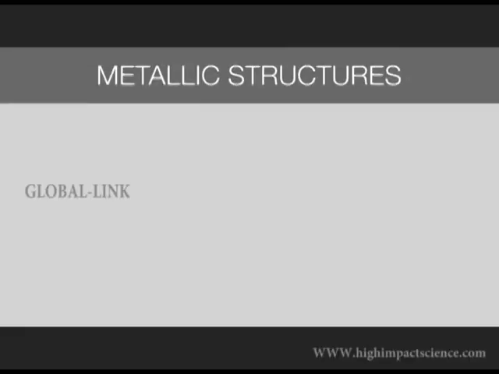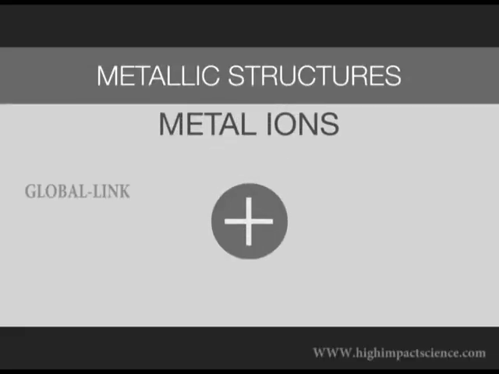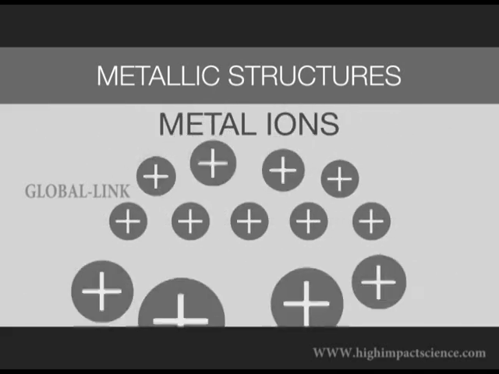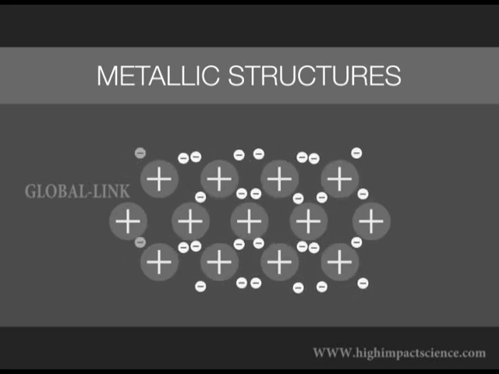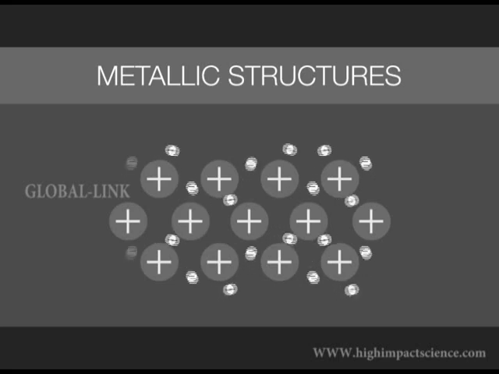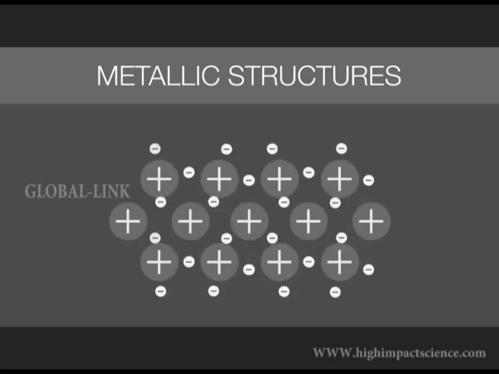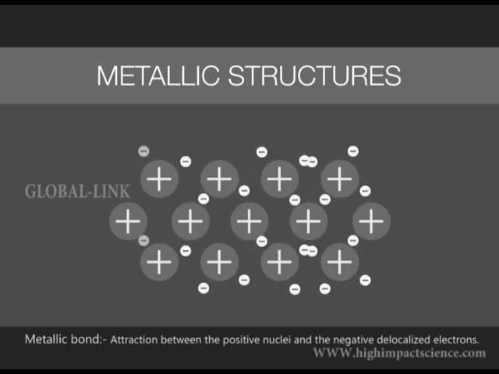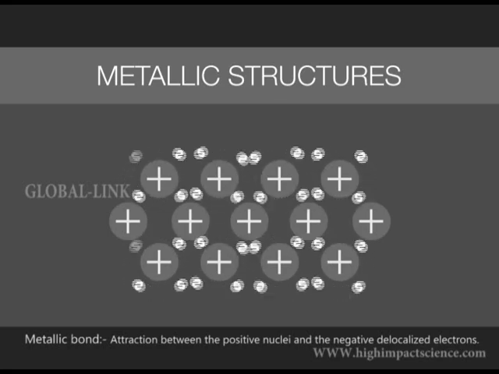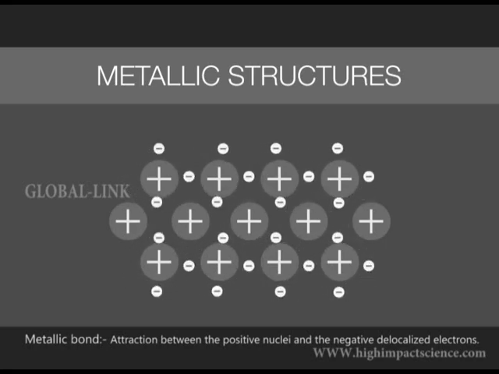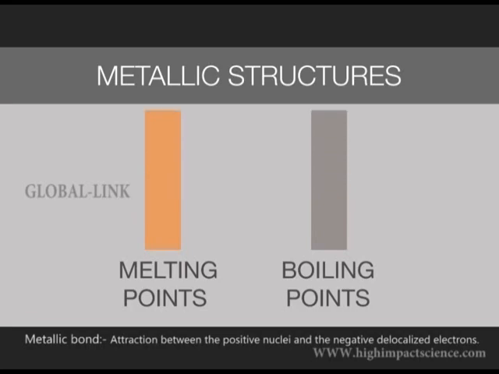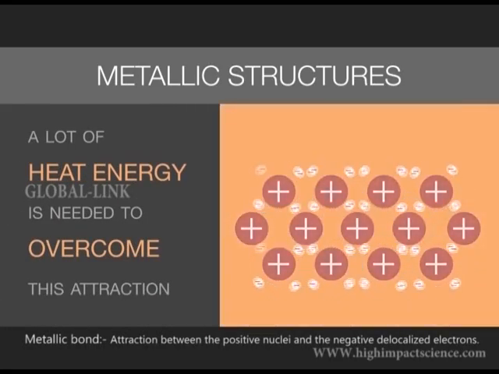In metallic bonding, the atoms lose their valence electrons to form ions. These ions are arranged side by side in a regular repeating pattern. The lost electrons move freely in the spaces between the metal ions. These are called delocalized electrons. The delocalized electrons act as a glue and hold the structure in place. So a metallic bond is the attraction between the positively charged nuclei and the negatively charged delocalized electrons. This is a very strong attraction and explains why metals have high melting and boiling points. A lot of heat energy is needed to overcome this attraction.